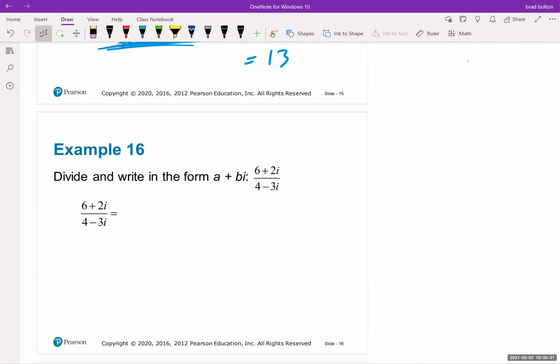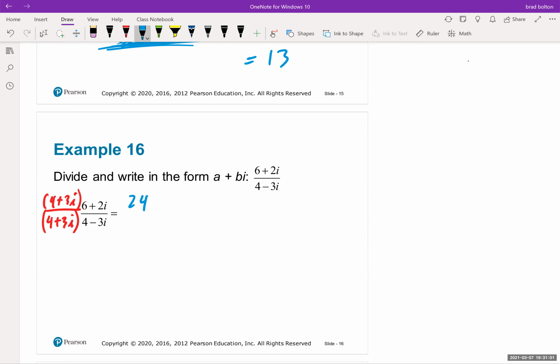Okay. So here's the thing. And remember, you want to write it in a plus bi form. So it has to be in standard form. This is obviously not in standard form. So what we're going to do is multiply the numerator and the denominator by the conjugate of the denominator. So that would be 4 plus 3i over 4 plus 3i. And remember, we have to do it to numerator and denominator so it doesn't actually change the value of the problem.